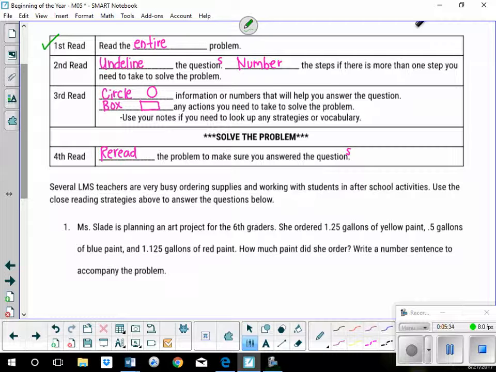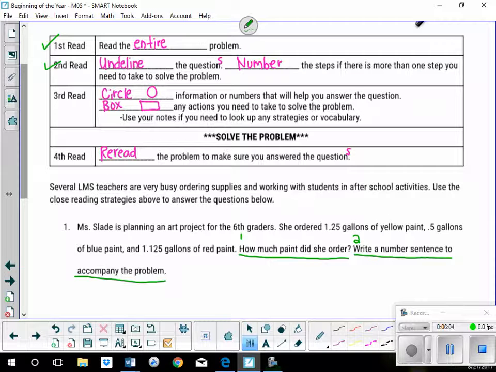Okay, there's a question there, so I'm going to underline this. How much paint did she order? And that's the first thing we need to take care of. And then write a number sentence to accompany the problem. And that's the second thing that we need to take care of. So there's 2 steps. Okay, we got through our second read. And I'm thinking, because the question is how much paint did she order? I'm thinking this is an addition problem.